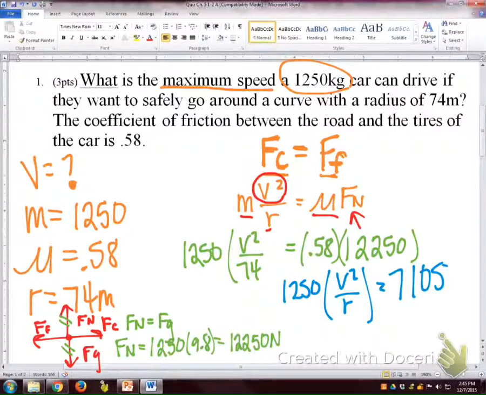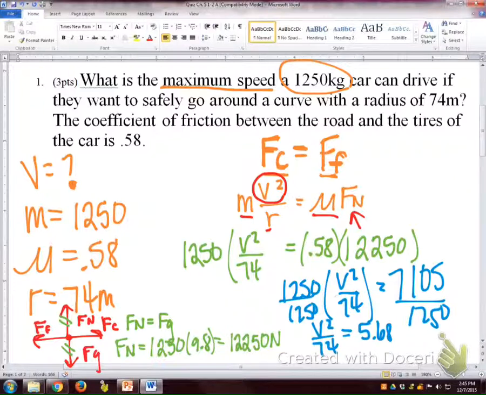Okay. From there, we know our radius here of 74. I'm going to divide by 1250 on both sides. And that leaves us v squared over 74 equals 5.68.